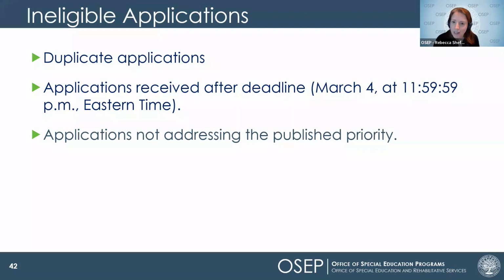For example, an application proposing to build a school, purchase equipment for a classroom, establish an after-school program, or provide tutoring services for children with disabilities will not be eligible since that is not the purpose of this priority. Once again, the purpose of the priority is to fund a cooperative agreement to establish and operate a National Center on Digital Access and Education.